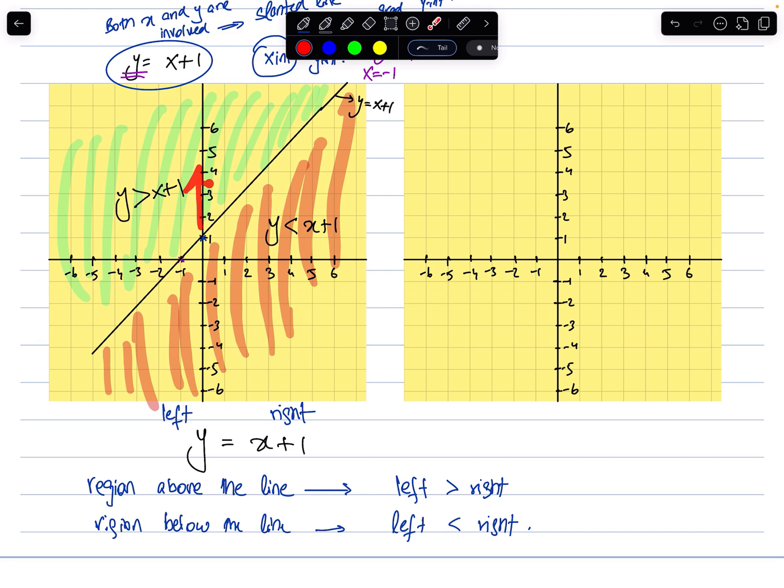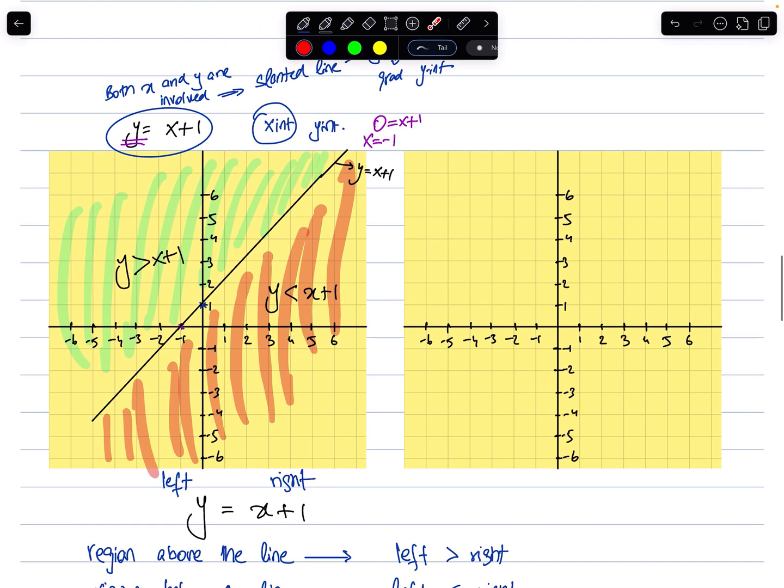रीजन लाइन से ऊपर है तो लेफ्ट साइड राइट साइड से बड़ी है, रीजन लाइन से नीचे है तो लेफ्ट साइड राइट साइड से छोटी है. ठीक है? Regardless of how your equation looks, don't worry about that, because in some questions they'll give you an equation which looks a little different. It doesn't look in y equals mx plus c form.